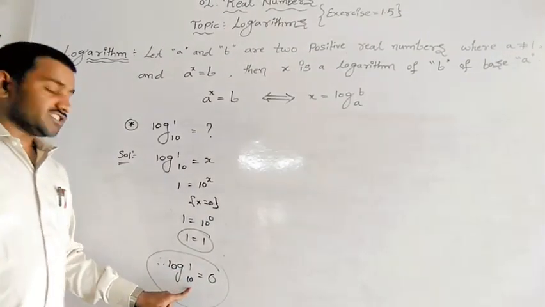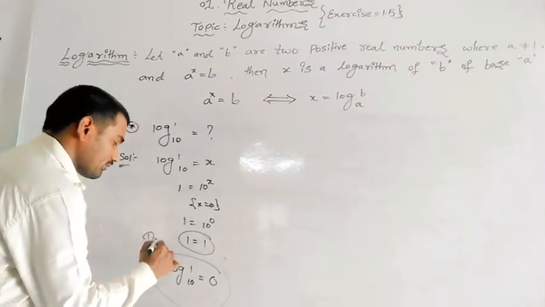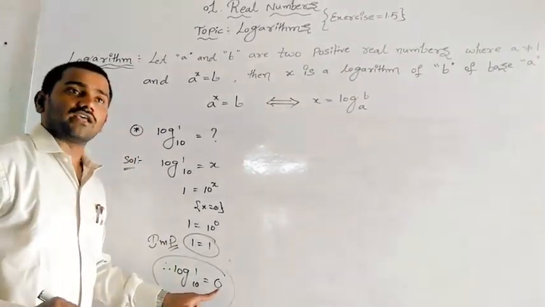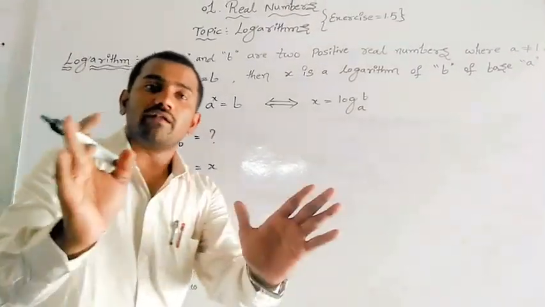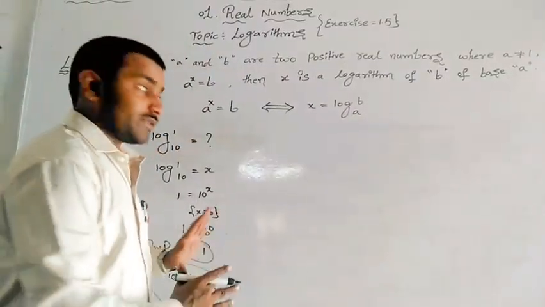Not only log 1 of base 10, but log 1 of any base. Remember, this is very important. Log 1 of any base is always 0. If you see log 1, write it as 0. That answer is always 0. So it is a real number.